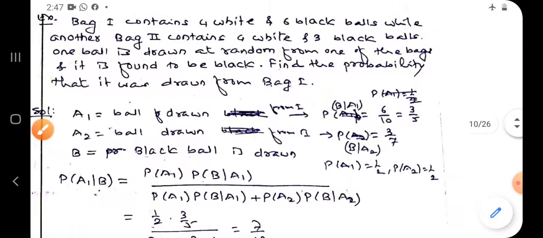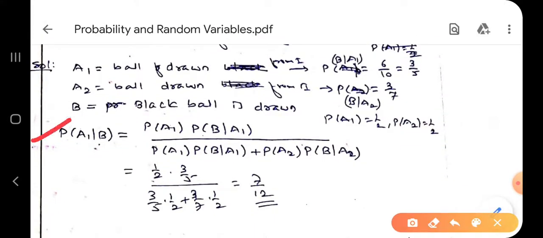Now put all these 4 values in your formula. P of A1 by B is equal to P of A1 into P of B by A1, divided by P of A1 into P of B by A1 plus P of A2 into P of B by A2. Put all values: 1 by 2 into 3 by 5, divided by 1 by 2 into 3 by 5 plus 1 by 2 into 3 by 7. Now do the calculation and find your answer. On the calculator, you can do the calculation. Your answer is 7 by 12. Check that answer. Understood?